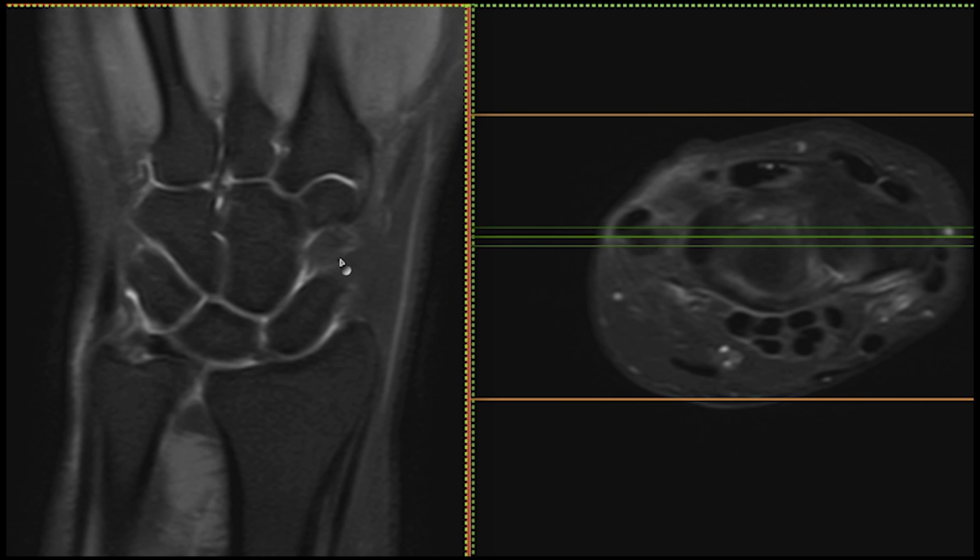There is a popular classification called Palmer classification. You can categorize our lesion into one of these particular category gradings.